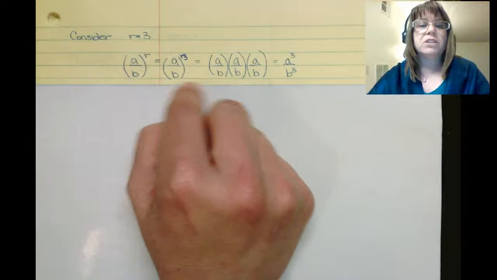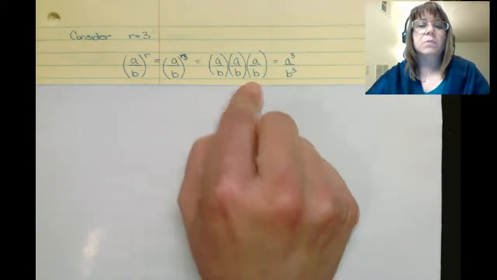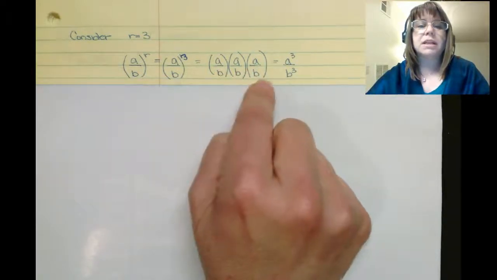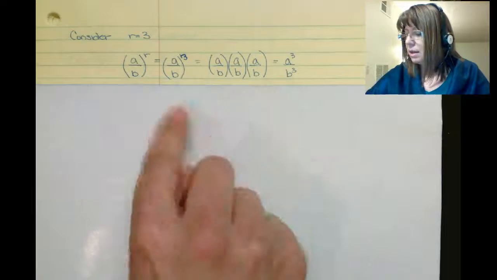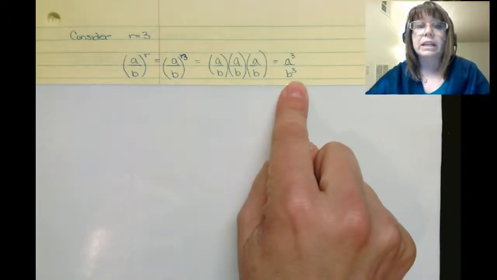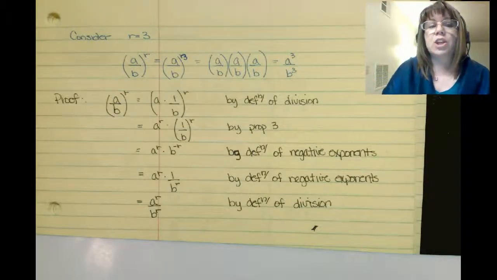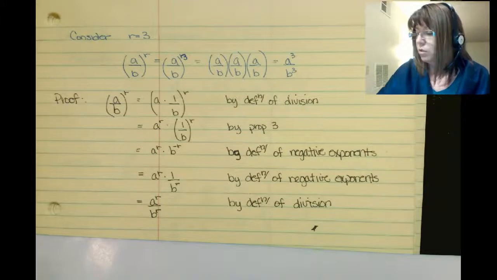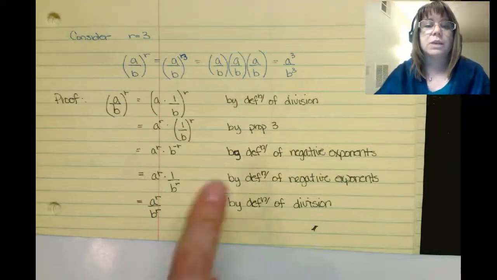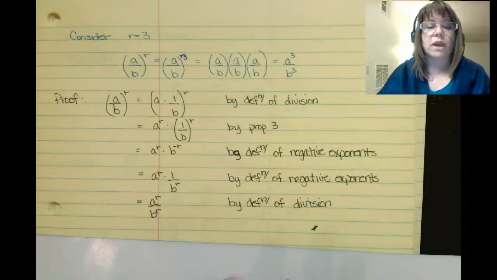But a over b cubed is just a over b times a over b times a over b. But a times a times a is a cubed, and b times b times b is b cubed. So you see that that property does hold true, and it's going to hold true for any integer that r equals. If you're interested in the proof of this, you can run through and see each line of this proof. Just pause the video. The reason for each step is to the right, so go ahead and run through that if you choose.